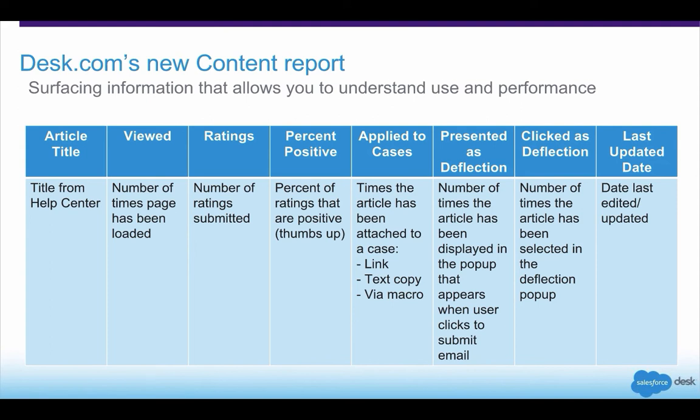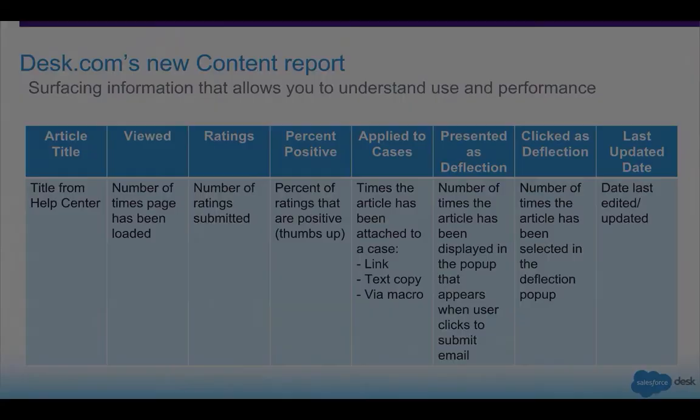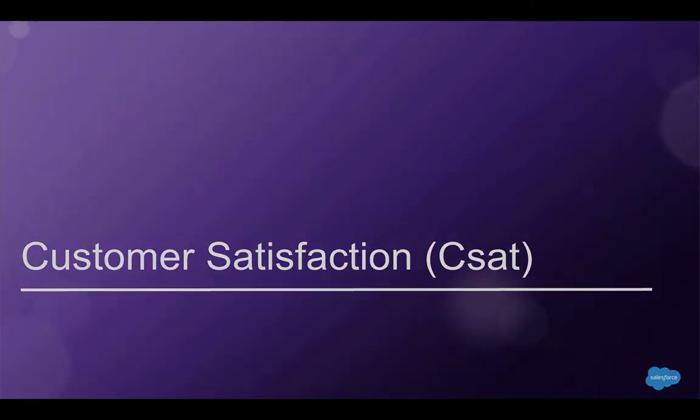And then last updated date just gives you some insight into how recently you updated it, so you're not going into an article you just updated unnecessarily. You're waiting for a little bit of time to pass to see how that article performs after you've updated it. And again, that new report's coming out in the next 60 days.